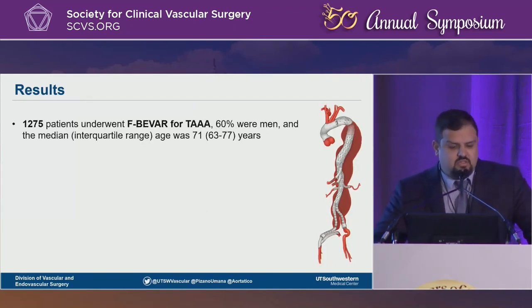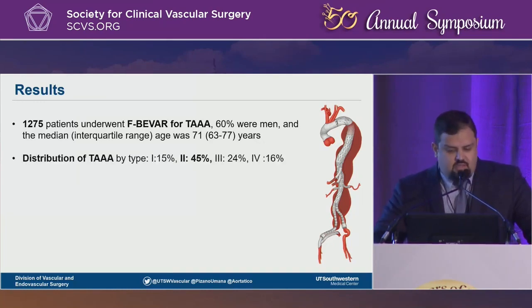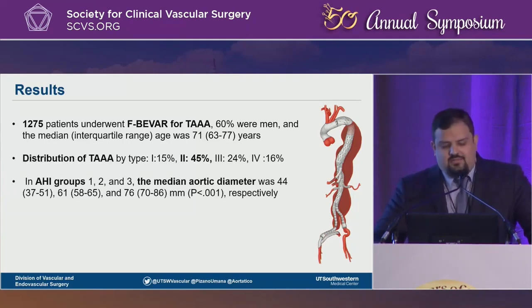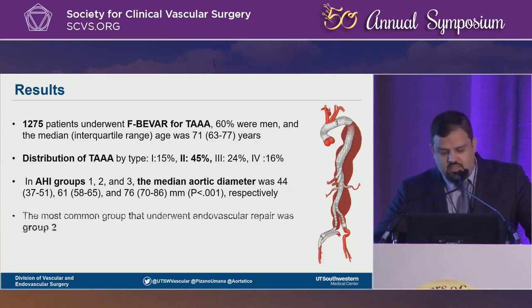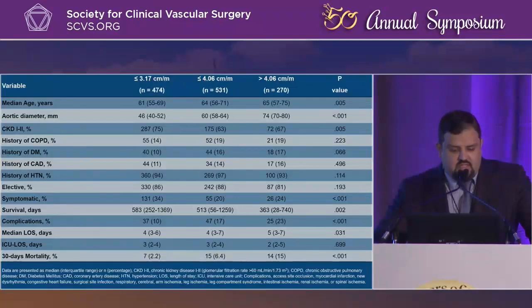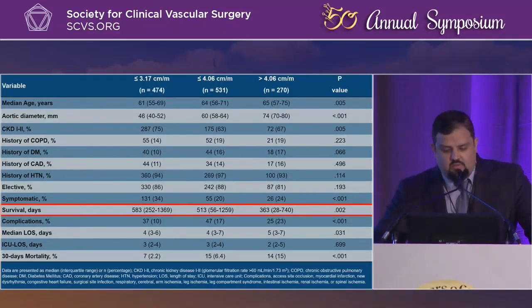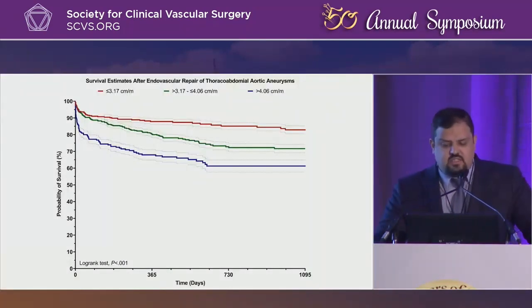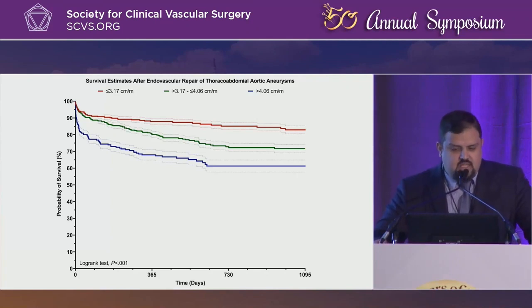We had 1,275 patients who underwent FEVAR for thoracoabdominal repair. Most of them were type 2 thoracoabdominals. The main difference was the aortic diameter in the third group. We also identified that the third group had worse survival and worse 30-day mortality. As you see here in the Kaplan-Meier, the greater the AHI is, the worse the survival.